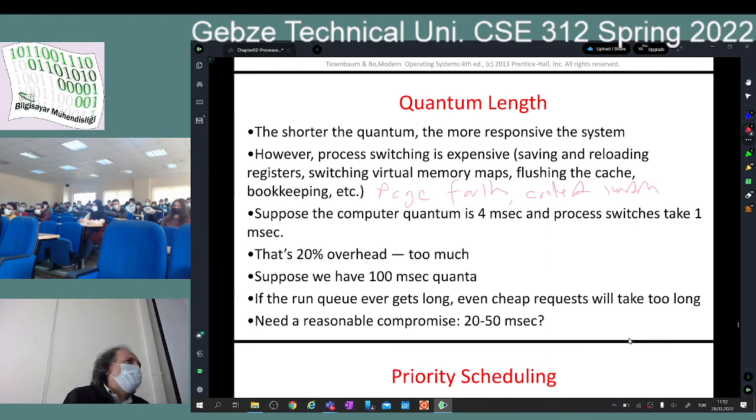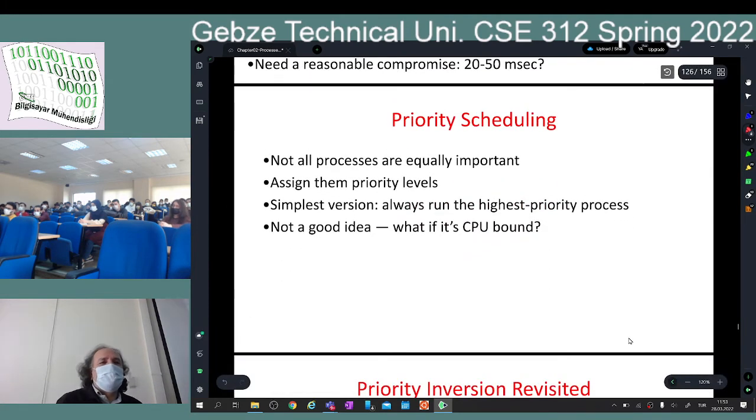So just making the quantum longer and shorter depending on the process type is not a good idea. We need to do something else. That's where priority scheduling comes in. Maybe we are going to say this: two types of processes, high priority processes and low priority processes. High priority processes are given the priority, as the name implies.